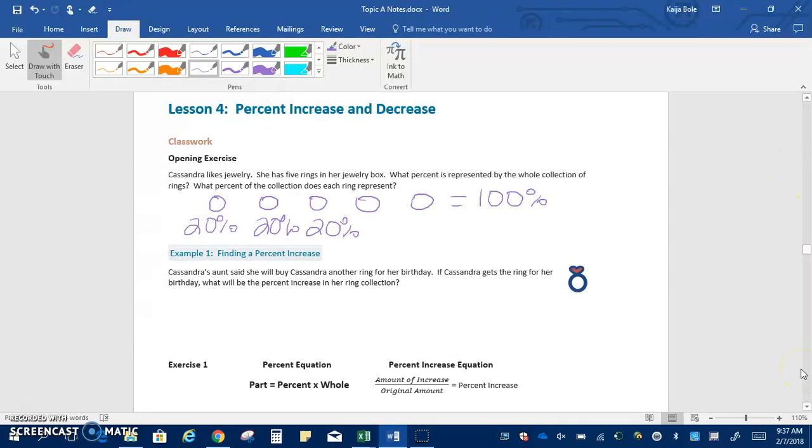And example 1 says, Cassandra's aunt said she would buy Cassandra another ring for her birthday. If Cassandra gets the ring for her birthday, what will be the percent increase in her ring collection? And we would say that it would be an increase of 20%.